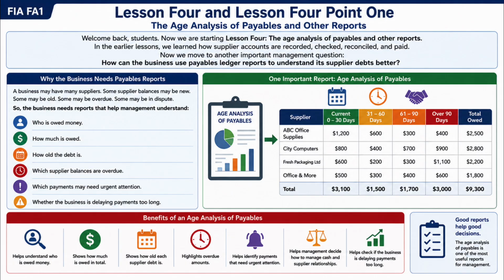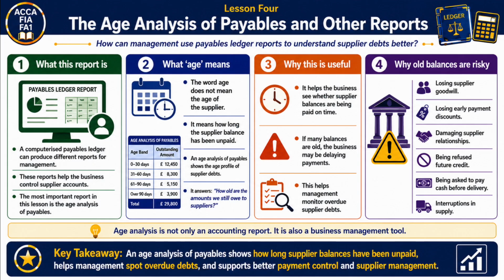One important report is called an age analysis of payables. Lesson 4, the age analysis of payables and other reports. A computerized payables ledger can produce different reports for management. These reports help the business control supplier accounts. The most important report in this lesson is the age analysis of payables.